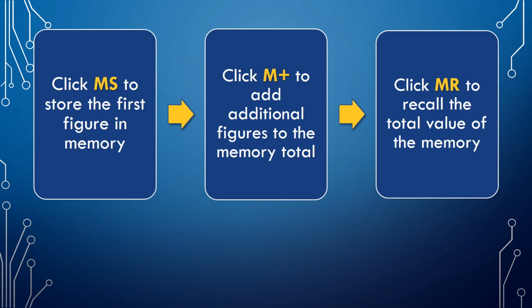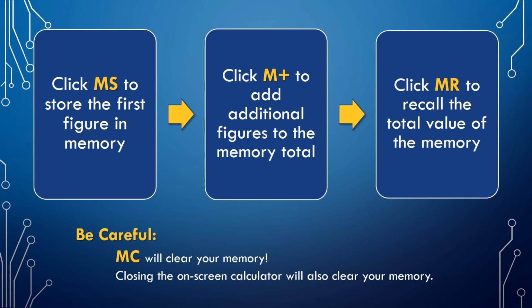As a brief review, first you'll click MS to begin storing figures in memory. Then you'll click M+ to add any additional figures that you'd like to the memory total. Finally, you'll click MR to recall the total value of the memory. If you make a mistake at any point during your memory calculations, remember that MC will clear your memory and you could restart your calculation. As a reminder, if you close your calculator, your memory is also cleared and you'll need to restart your calculation.